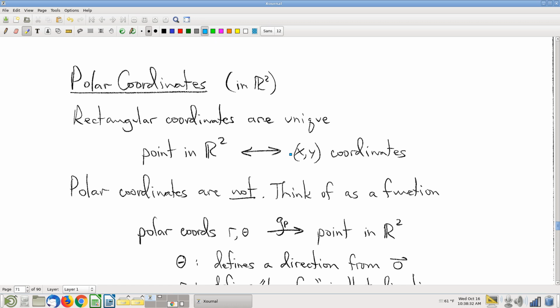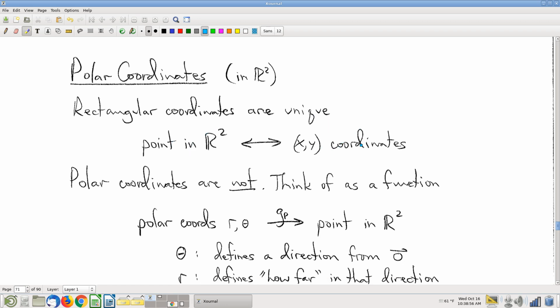Everybody's aware of the idea of XY coordinates for a point in the plane. You give me any point in the plane, and there's corresponding XY coordinates. And by the way, vice versa. If you give me XY coordinates, there's exactly one corresponding point in the plane. So this is what I like to say, rectangular coordinates are unique. Right? There's a perfect pairing between points and coordinates. Okay. So that's not true of polar coordinates.